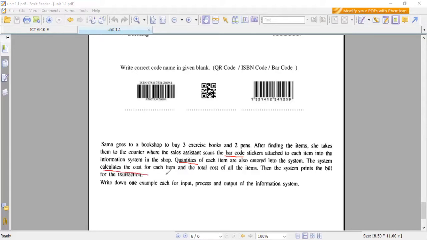Then we'll see what the processes are. Calculating cost for each item, and calculating total cost. Those are the processes. So what is the output? Bill. Bill is the output. Okay, we'll go to another question.